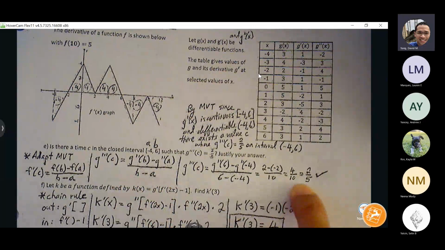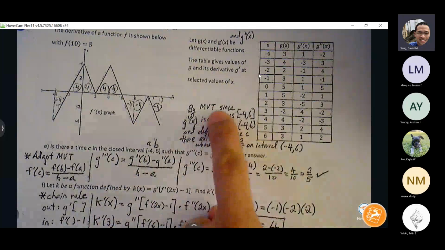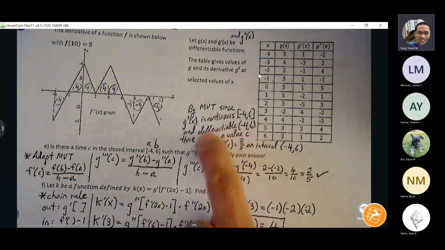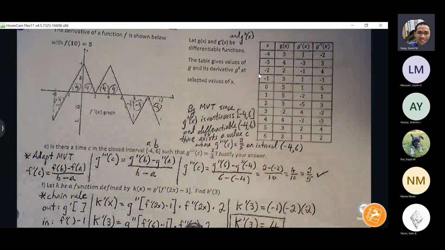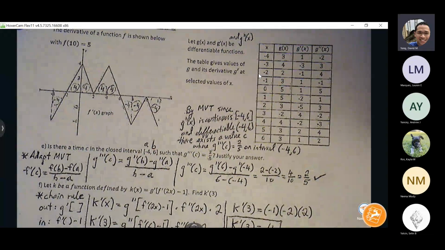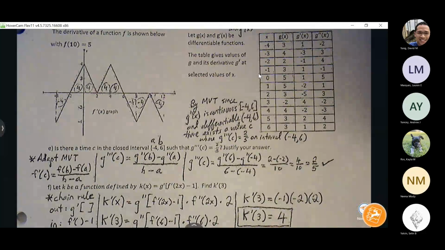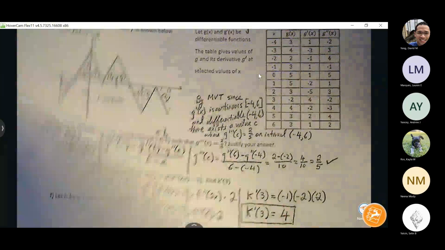Okay. If the average slope is a given value, we know that average slope must repeat itself somewhere along that curve. So by the mean value theorem, since G double prime is continuous and differentiable, there exists a value where the derivative of that, the slope of that graph, is 2/5 on that interval. So that's part E. Let's look at F.